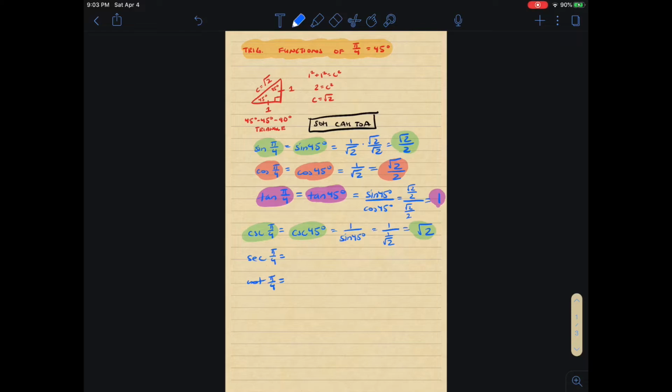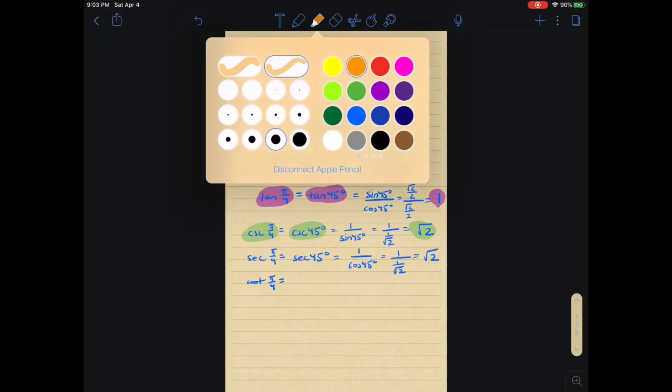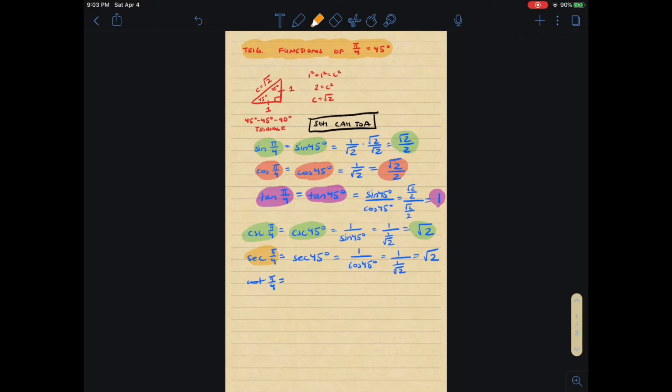For secant of pi over 4, I know that's the same thing as secant of 45 degrees. This is the same thing as 1 over cosine of 45 degrees, right? Look at the first letters, how they're different. Cosine of 45 degrees is also 1 over square root of 2. And when you simplify this, you get square root of 2. Hopefully you guys are 2 for 2 right now. Let's see how you guys did on the third one.